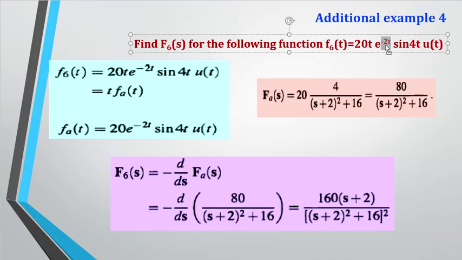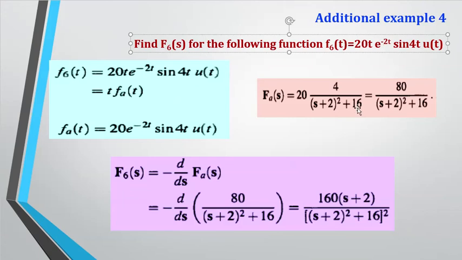You remember, this one is a frequency shift. It means any s that we have is going to be shifted by 2. Any s will become s plus 2. So the answer will be 4 over (s plus 2) squared plus 4 squared, which is 16.